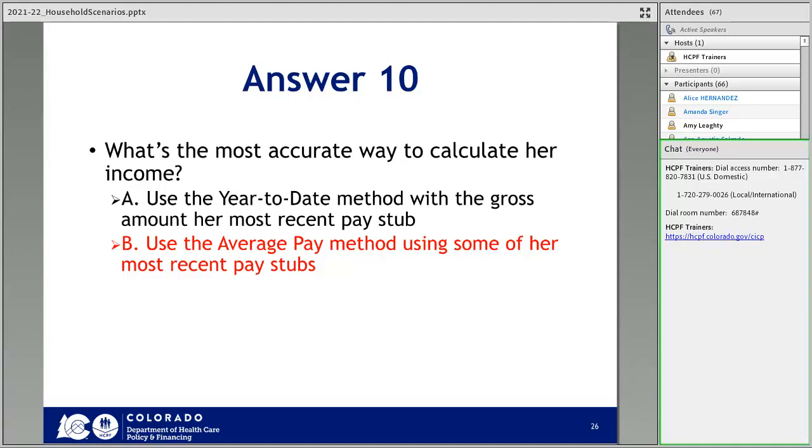You can if her entire 2 weeks just take up one pay period. So if she's paid biweekly, you could just subtract one pay period off because that would make up one whole pay period that she wouldn't have been paid. Or if she's paid weekly, you could take off two, but if she's paid semi-monthly, you can't really do this with the year-to-date. So the easiest way is going to just be using the average pay method, using some of her most recent pay stubs to figure out what her most recent monthly income is.